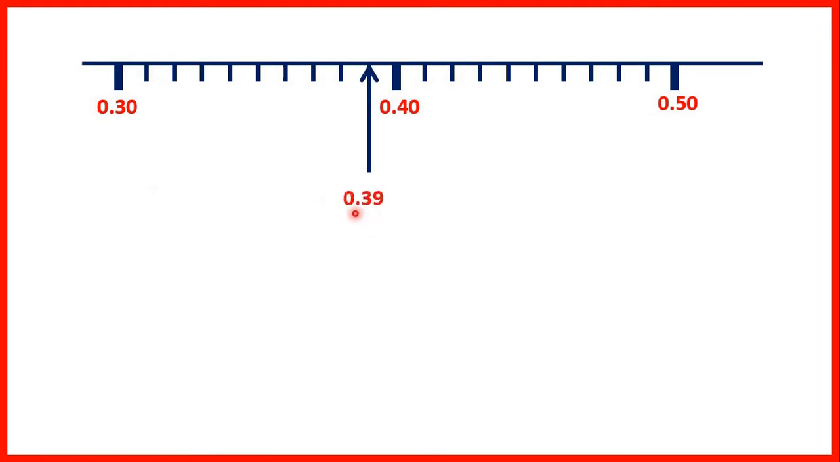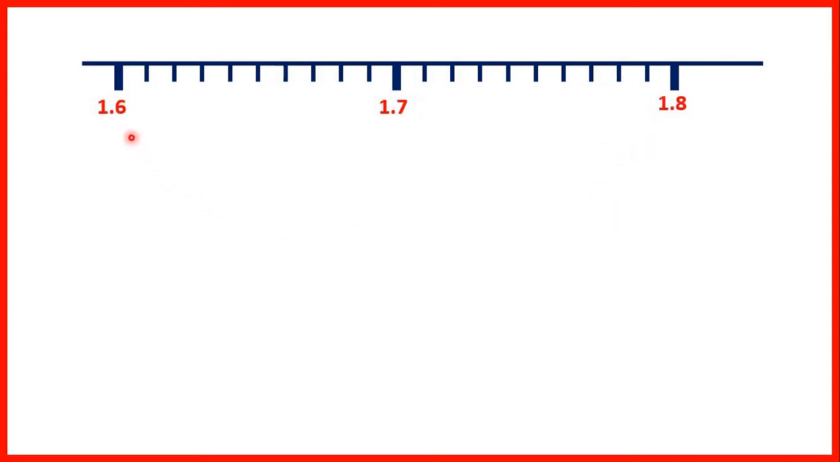Here we have 0.39 because it's past 0.3 and it's 9 lines across. Here we have 0.42 because it's past 0.4 and 2 lines across. So what do we have here? We have 0.48. It's past 0.4 and it's 8 lines across. So notice 0.48 is less than 0.5.